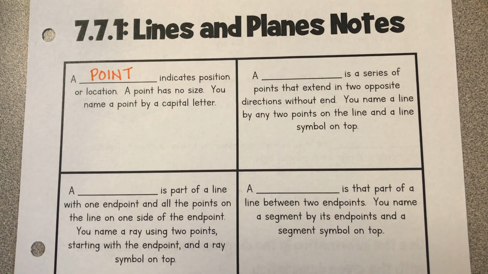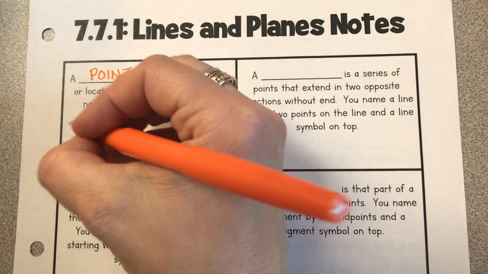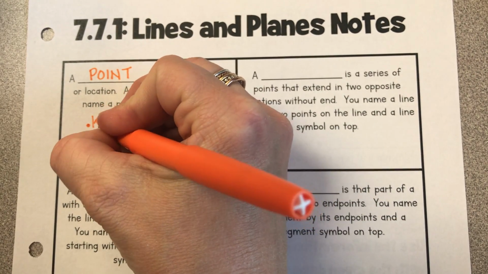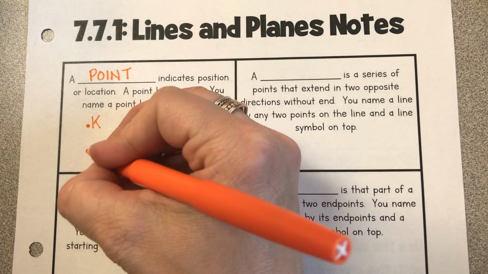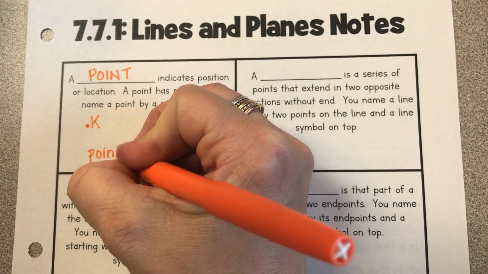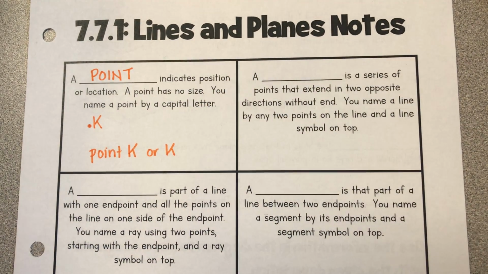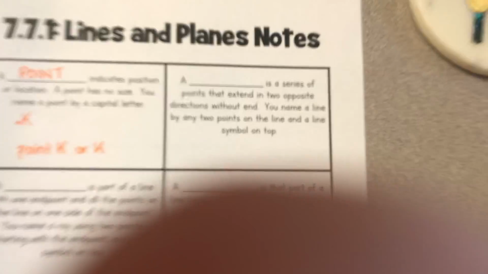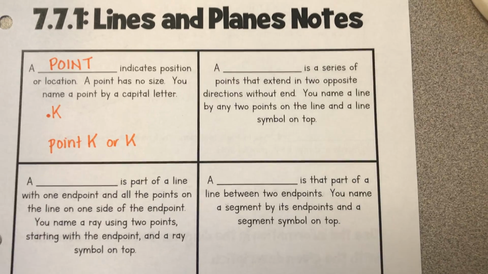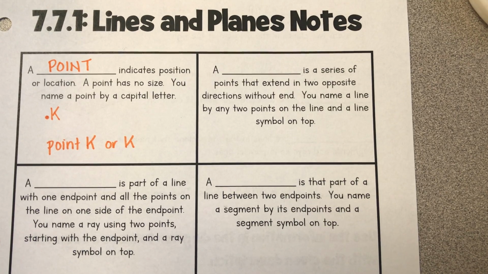Okay, a point indicates position or location. A point has no size, and you name a point by a capital letter. So if I gave you something like this, you would either call it point K or just K. Okay, that's just the point. It indicates position or location.